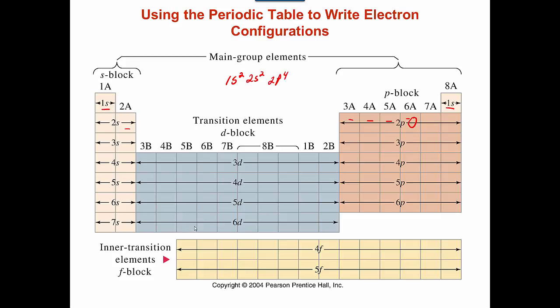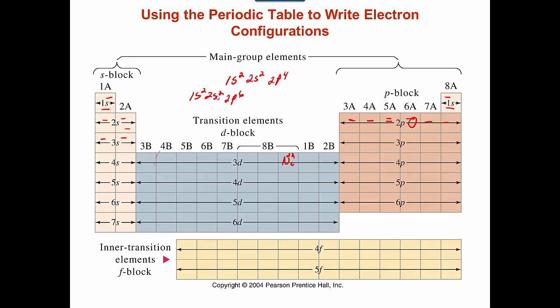Let's try writing the electron configuration for nickel. Nickel would be right here, and nickel has 28 electrons. So watch this. Again, 1s1, 1s2. So I write that. Here we go: 2s1, 2s2. I have 2p1, 2, 3, 4, 5, 6. So 2p6.